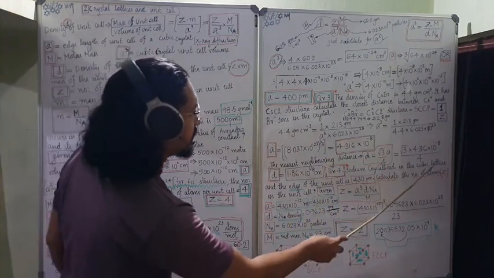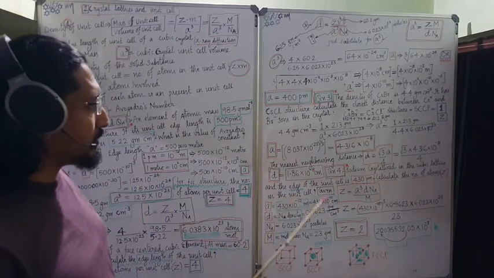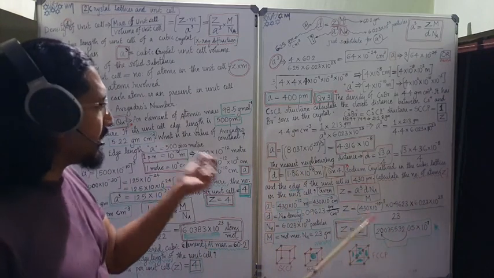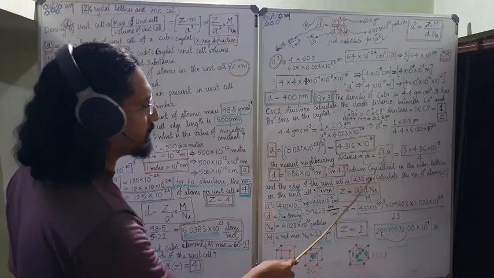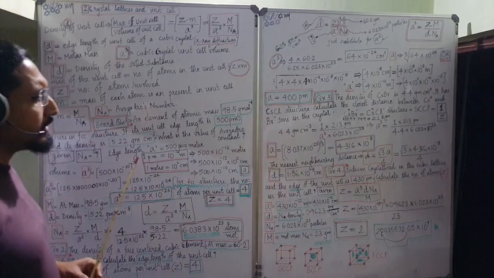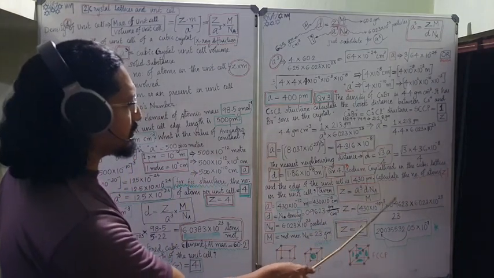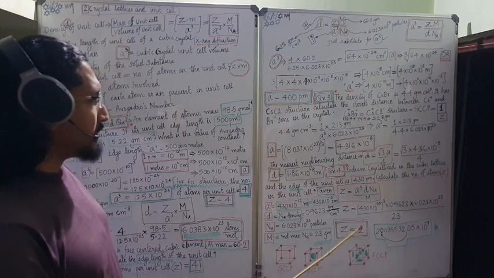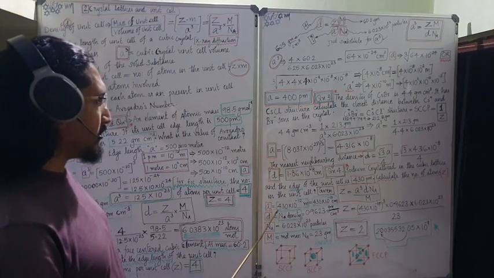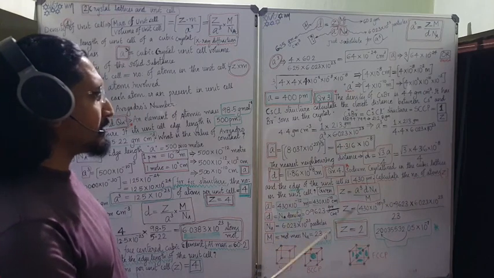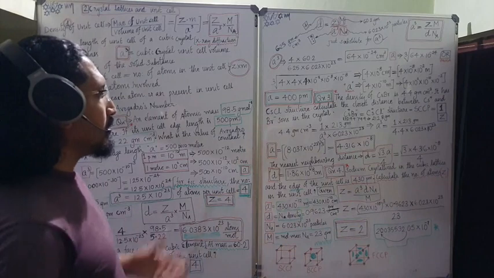Sodium crystallizes in a cubic lattice and the edge of a unit cell is 430 picometer. A single element is crystallized in a cubic lattice and the edge of the unit cell is 430 picometer, which can be written as 430 into 10 raised to minus 12. So A is given. Then calculate the number of atoms in the unit cell.